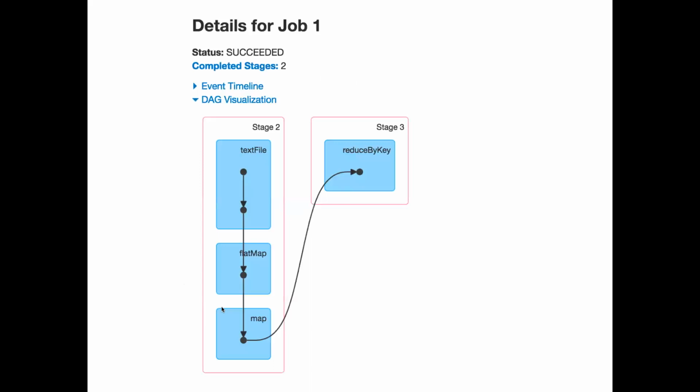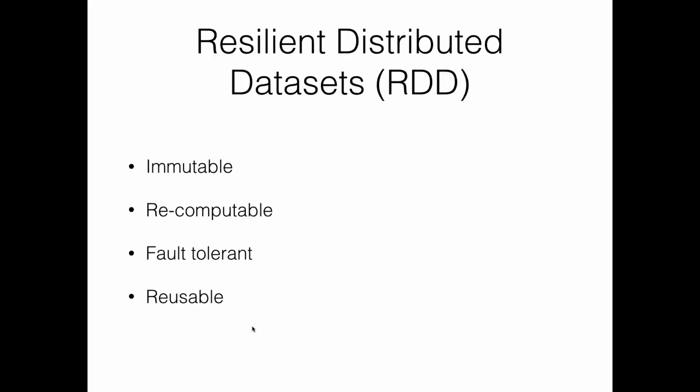So what could happen when we read a text file, flat map it, and then do a map, and at map it failed? What happened in that case? That's exactly where the resilient distributed data set, RDD, comes in. So where are we using this algorithm? We are using this algorithm to make it immutable, recomputable, so I can recompute the same thing. It's fault tolerant, which means resilient architecture. It's very much used there, and reusable.